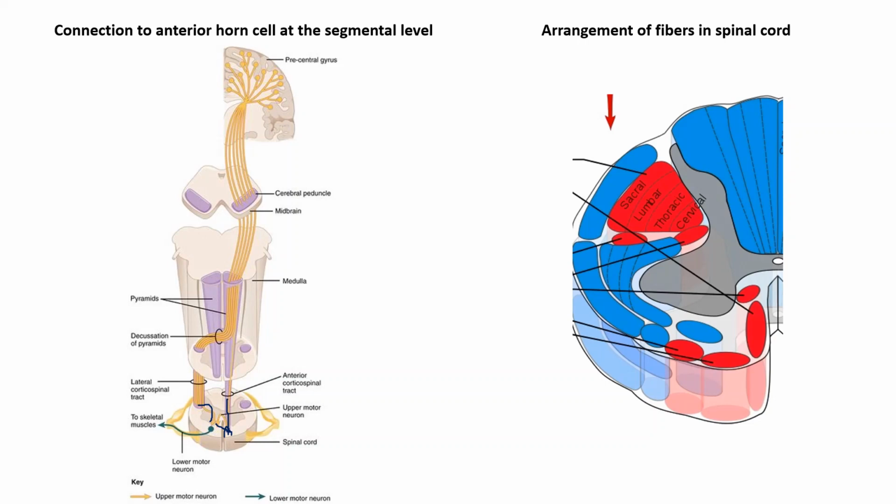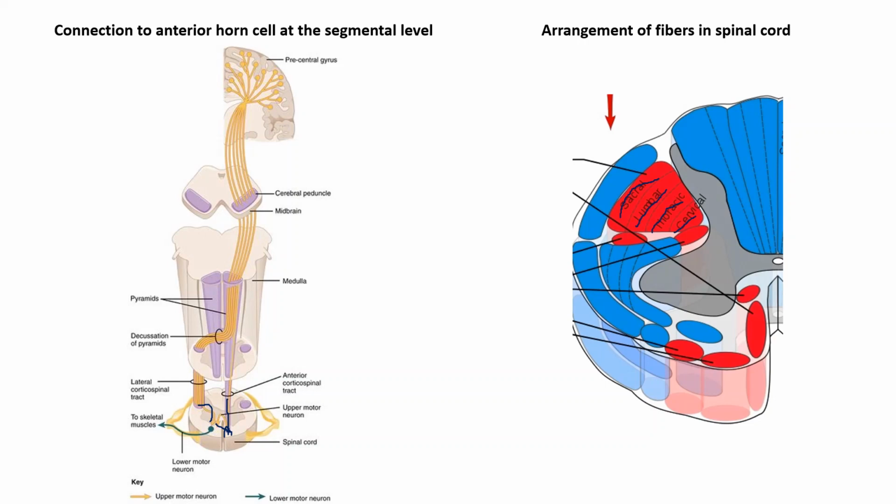Then we go to the arrangement of the fibers in the spinal cord. Now already I told you how the fibers are arranged in the midbrain and in the corticospinal tract. Now here you can see that sacral fibers are more posterior, then the lumbar fibers, then the thoracic fibers and cervical fibers. The cervical fibers are more inward.